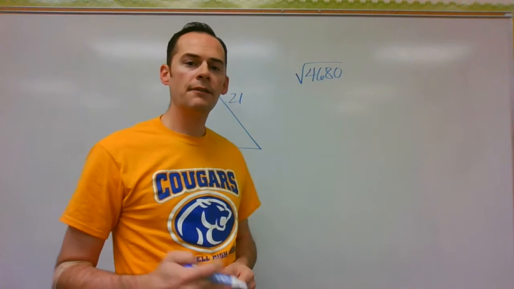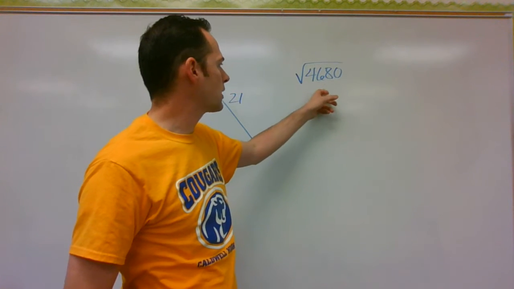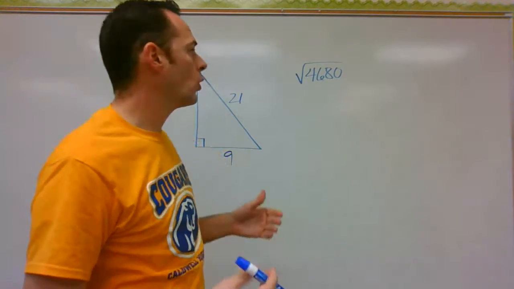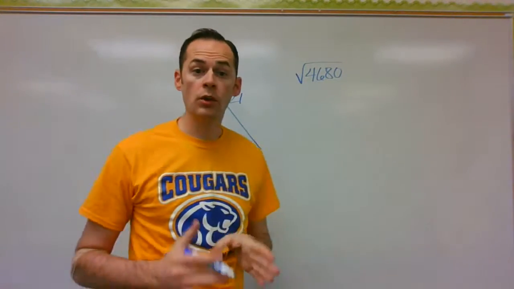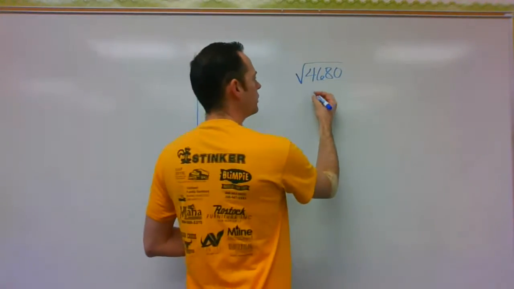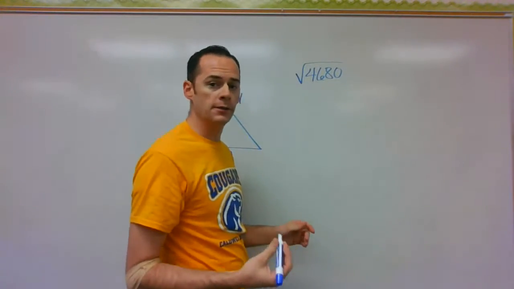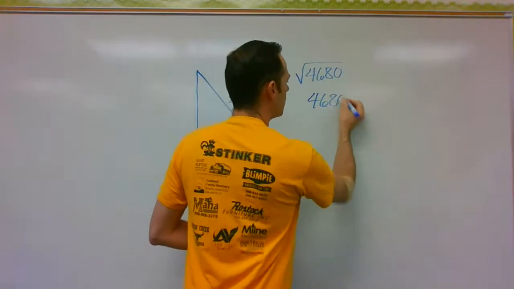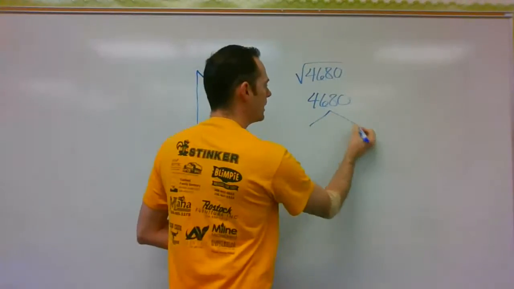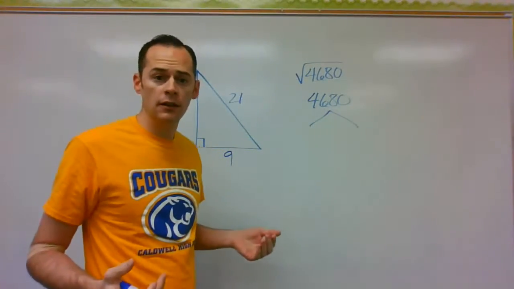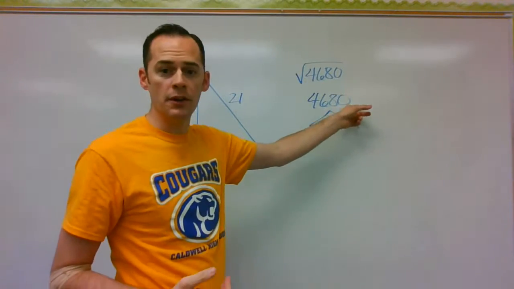Okay, so let's say that we have an instance where our answer comes out to be the square root of 4,680. And we want to find what's called the radical form. So what we need to do is factor 4,680. What I'm going to start off with is what I find to be a given factor. So I see a 0 on the end.